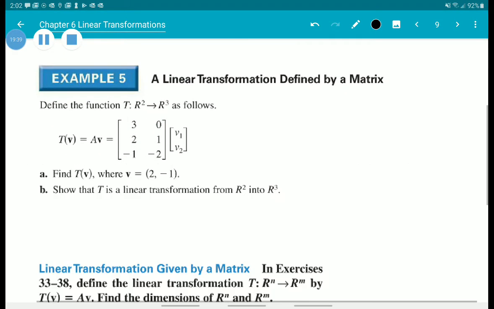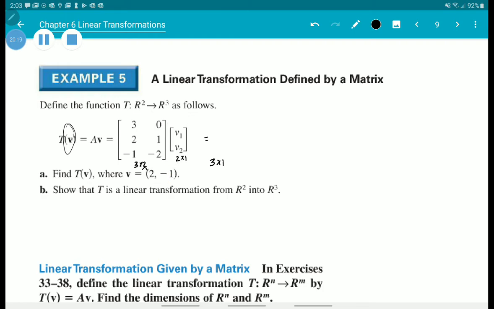So let's look at an example. We're defining a transformation from R2 to R3 as follows. So the transformation of v is equal to A times v. Notice A is a 3 by 2 matrix, 3 rows, 2 columns. v1, v2, that is a 2 by 1 matrix. So we're taking this vector v that lives in 2 dimensions. And when I apply this transformation, I'm going to get something that lives in 3 dimensions. And that's because of the way that matrix multiplication is going to work out. We're going to end up with a 3 by 1 matrix here.